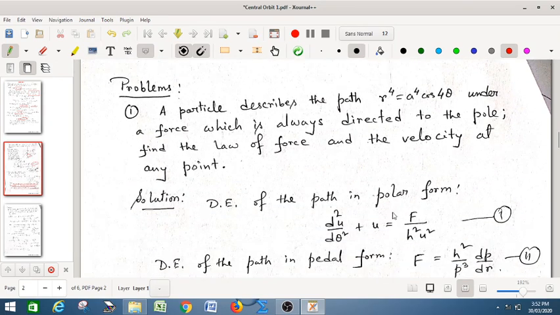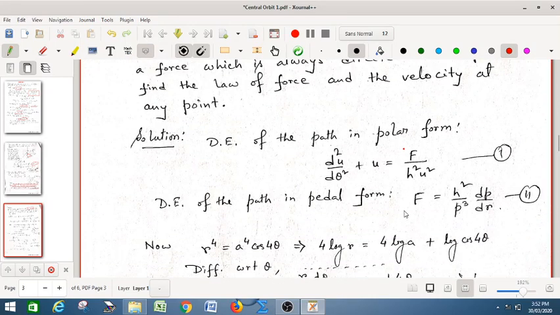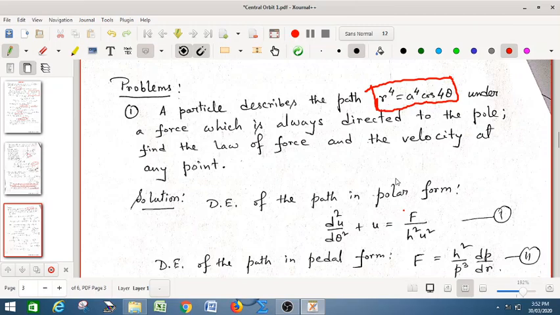First problem: a particle describes a path r to the power 4 equal to a to the power 4 cos 4 theta. So I want to recall the differential equation. For the solution, what do we have to find out? Find the law of force and the velocity at any point. So I want to recall the differential equation of the path in polar form.